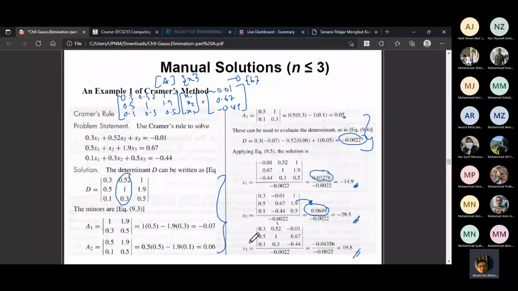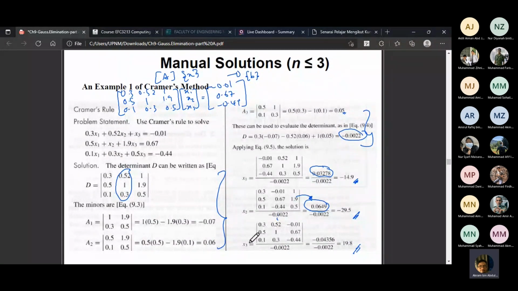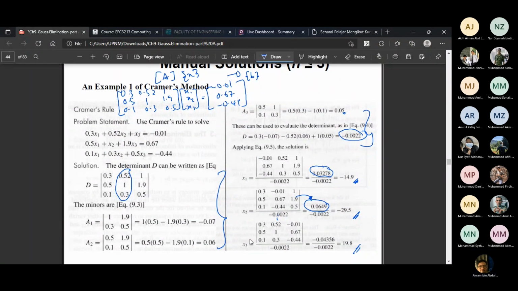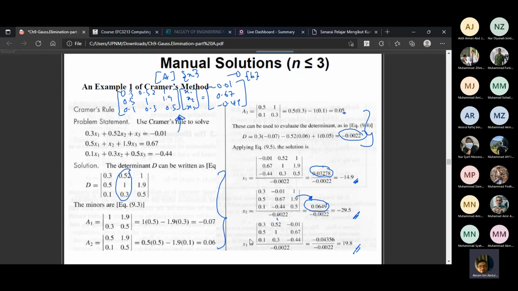Kita tengok contoh how to solve using Cramer's rule. In this example, given a system of equations with 3 equations as follows. If we rewrite this in matrix, we will rewrite it in this form. So ini dalam bentuk matrix where we have matrix A, we have a vector X, and we have a column matrix P.